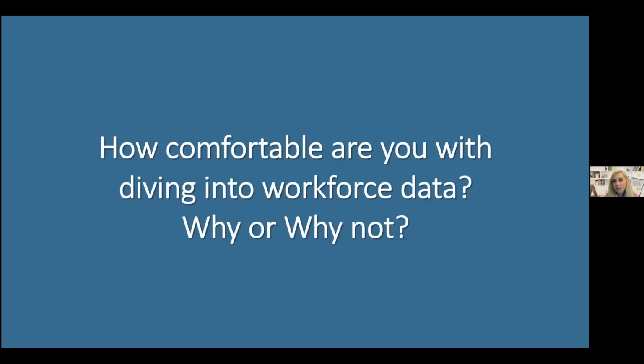All right, so second question for you guys. How comfortable are you with diving into workforce data, and why or why not? Personally, before I started doing this, I've just found data to be flat out intimidating. There are just a lot of numbers on a page, and I wasn't really sure how to put things together. So I would love to hear from you guys if you have worked with data before.